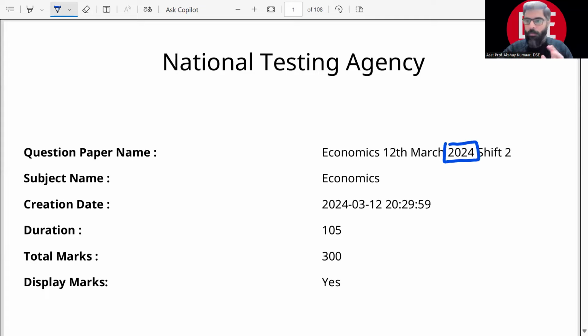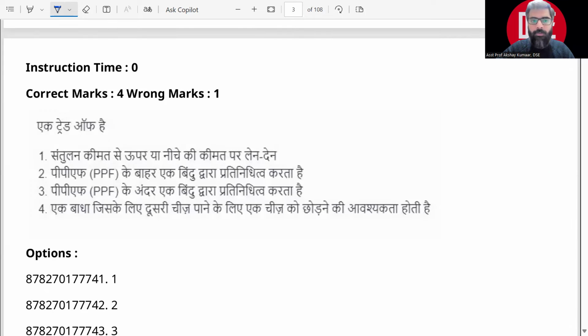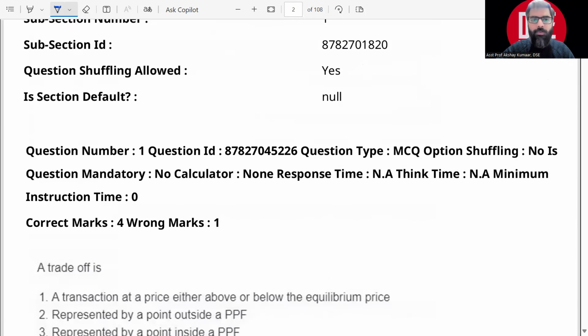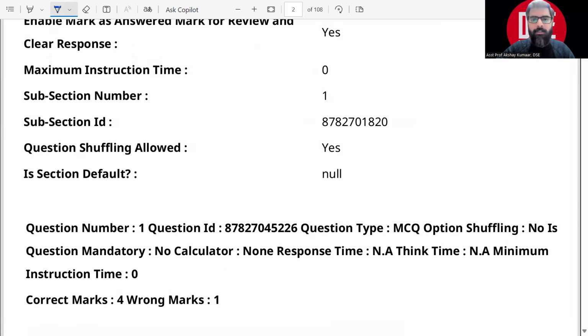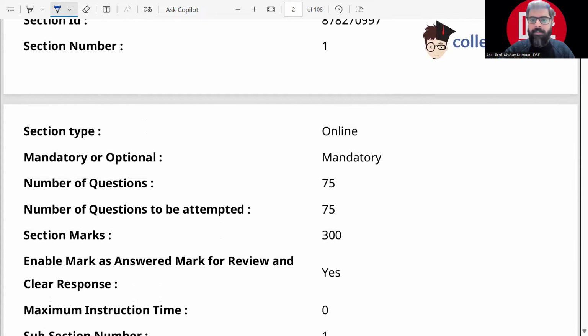Okay, so I hope all students can see the CUET 2024 question paper for economics on your screens. If I scroll down this question paper, students can first of all see that this section contains 75 questions. Okay, it's an online exam. There are 75 questions. We need to attempt all 75 questions, so there is no choice. Okay, then every question carries 4 marks. So the total number of marks for the section is 75 times 4, which is 300.